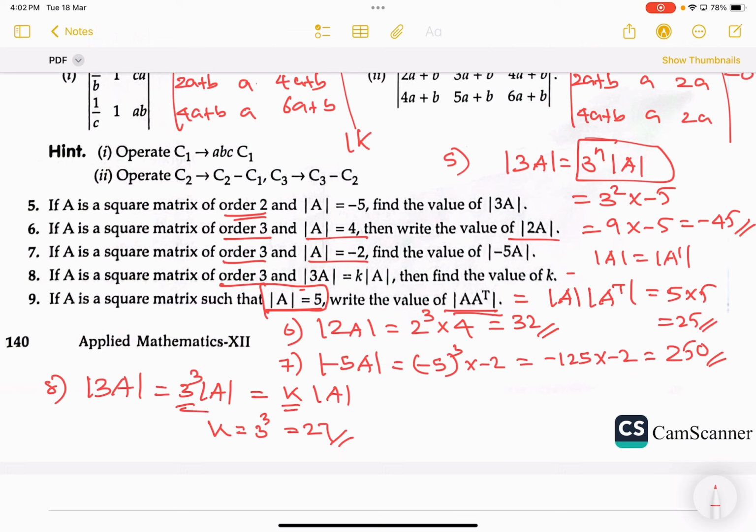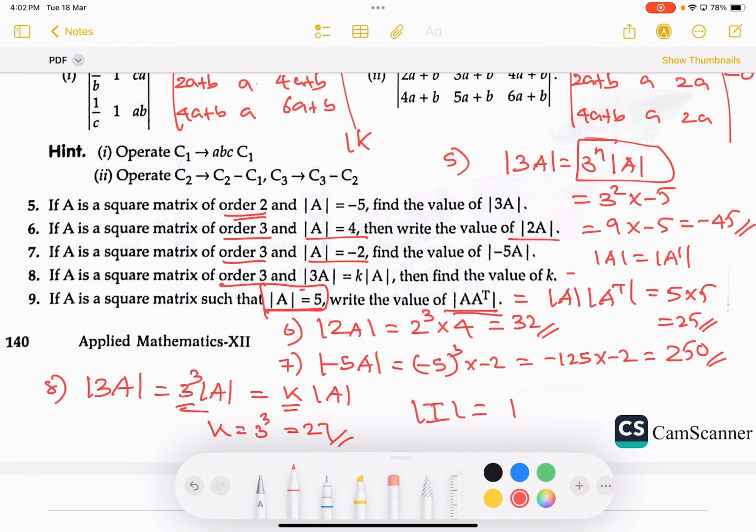Ma'am, what's the determinant of I? Identity matrix is a triangular matrix, right? So it is the product of the diagonal elements. He is asking what is the determinant of I. It is a triangular matrix, so the determinant is the product of the diagonal elements, so the answer will become 1 in any order.